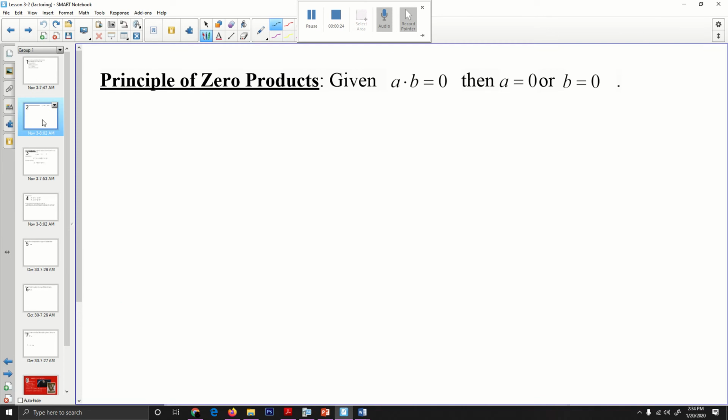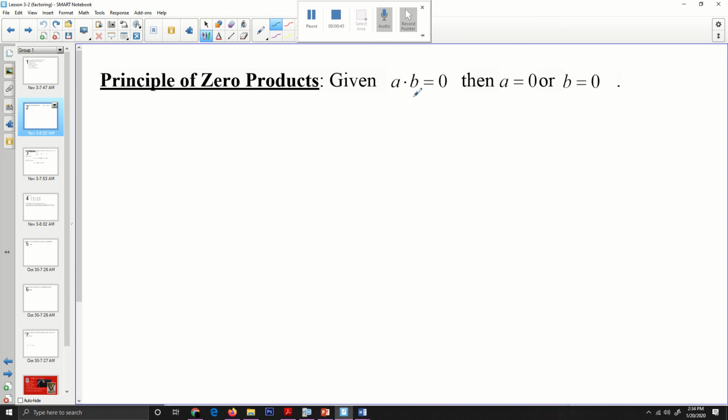Given a times b is equal to 0, then we can assume that either a is equal to 0 or b is equal to 0. This is the power of factoring, which we will be getting into eventually, is that if you can find a value that makes this a factor 0, then it doesn't matter what b is, the whole thing will be equal to 0.